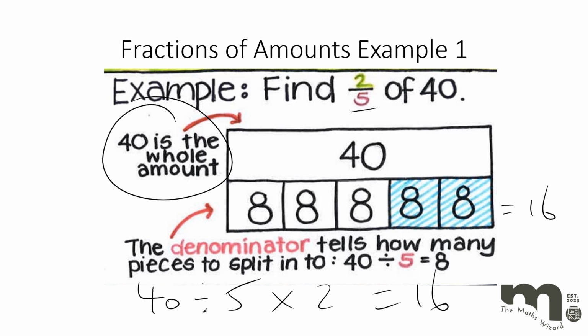So the key rule to remember is, when you're trying to find the fraction of an amount, divide by the bottom, which is known as the denominator, times by the top, which is known as the numerator.